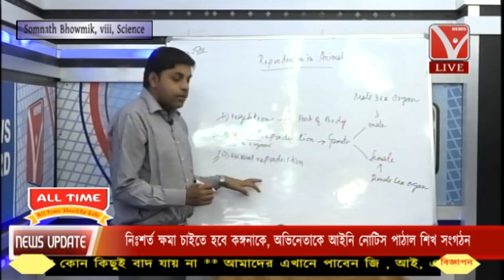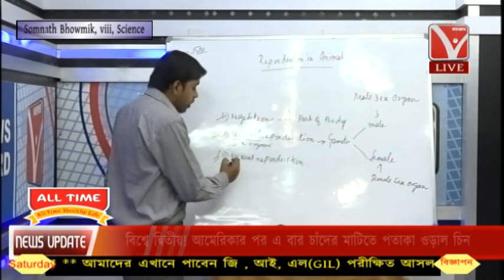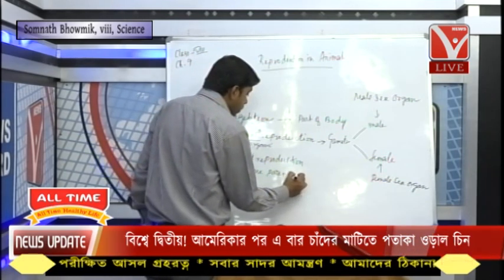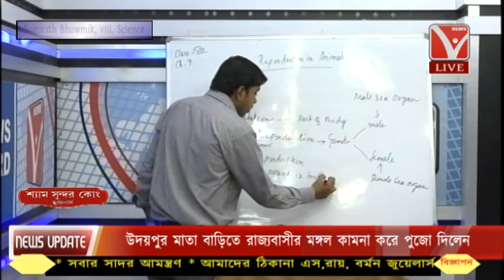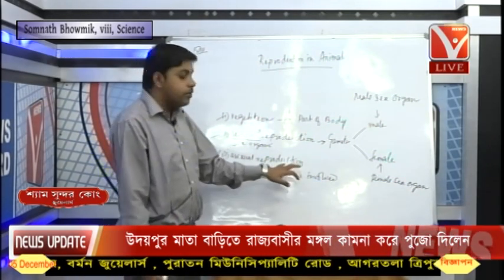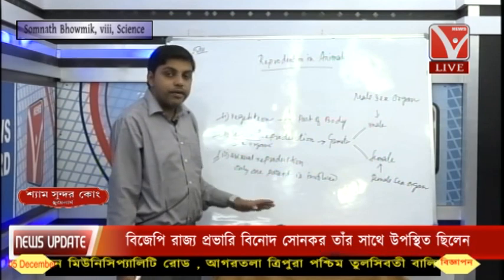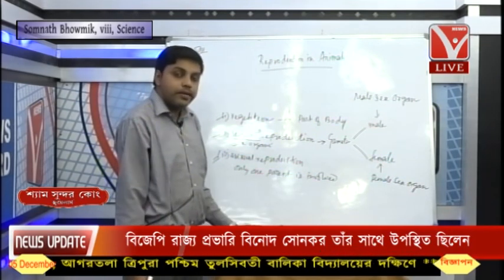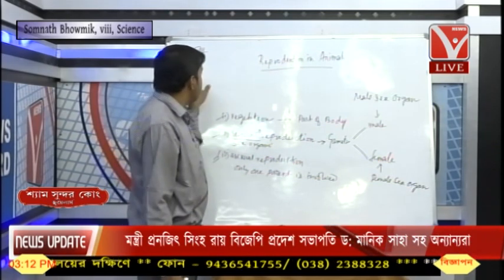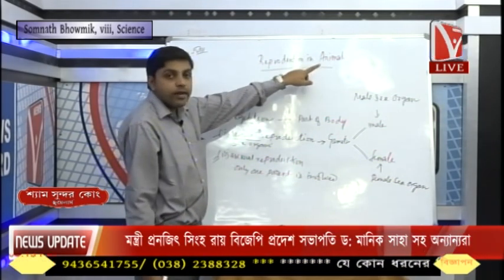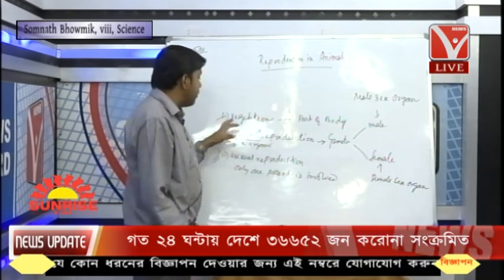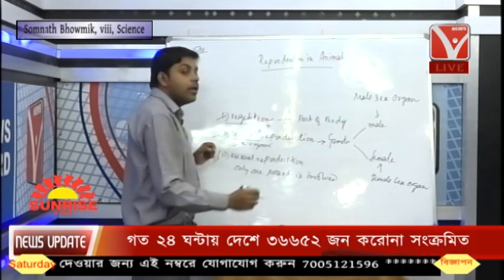Asexual reproduction is what? In asexual reproduction, only one parent is involved. We will discuss asexual reproduction in a later part of our chapter. As today's chapter is chapter 9, we are discussing reproduction in animals. In reproduction in animals, vegetative reproduction is completely not found.